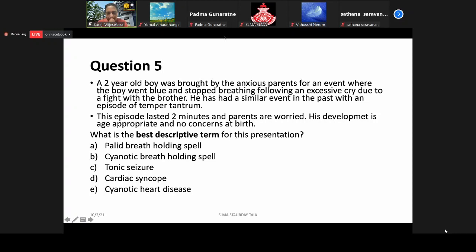Okay, we'll stop the poll now. I think most of you have got the correct answer: cyanotic breath holding spell. As I mentioned, cyanotic and pallid breath holding spells occur in two different circumstances. So here it's a baby who cries excessively and is very angry and frustrated. And also he becomes cyanosed. So the name is there, cyanosis. Right. So I think it's an easy question again.